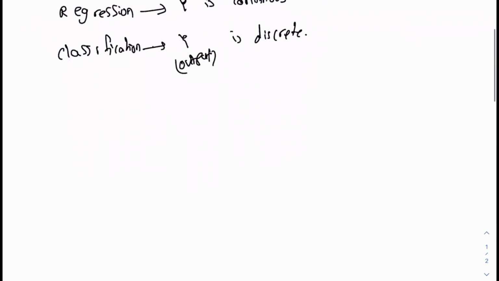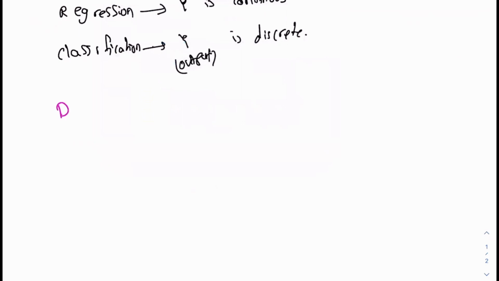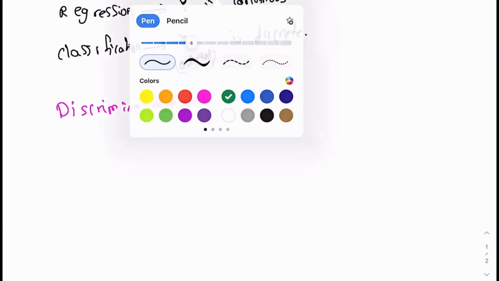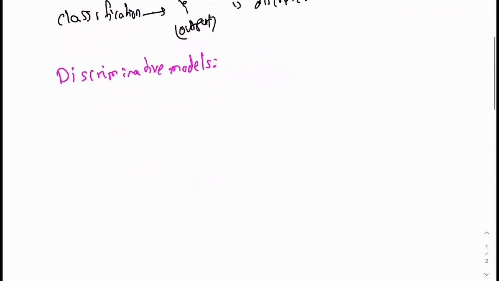Now, let's first start with talking about the discriminative models. As the name suggests, we are trying to discriminate. We are trying to separate two classes or multiple classes. What do we do in discriminative models? We are trying to estimate the probability of the output given the features, given the input, given the predictors. We are trying to estimate the probability of Y given X.